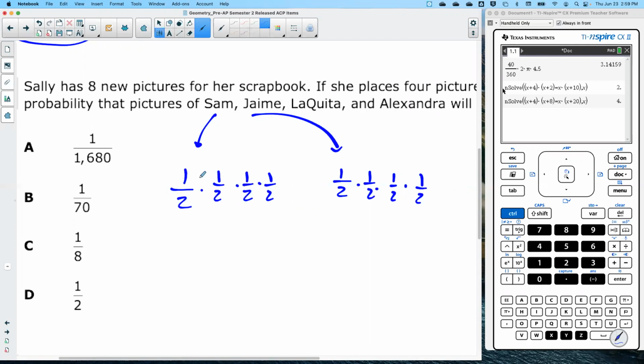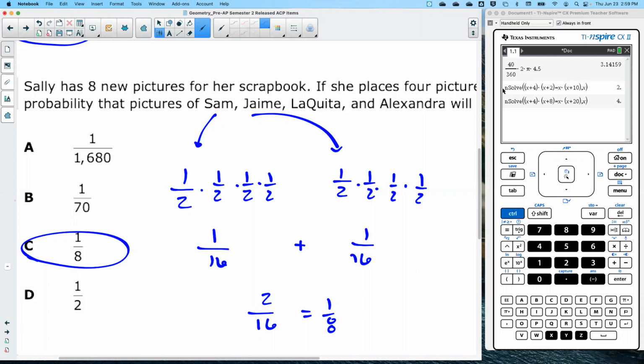1/2, 1/2. So you multiply them out. This is 1 times 1 times 1 times 1 is 1. What's 2 times 2 times 2 times 2? 16. Now, do they have to be on the first page? No. There's a 1 in 16 chance that they're on the first page. There's a 1 in 16 chance they're on the second page. If you add those together, the actual odds would be 2 out of 16, which is 1 out of 8 if I did that right. There's a formula for this.